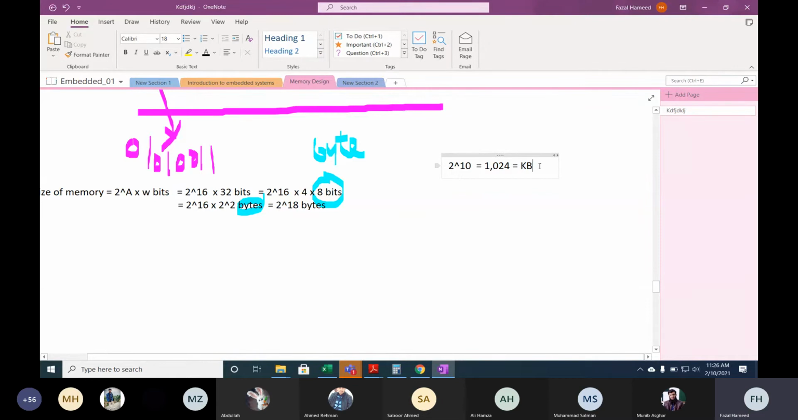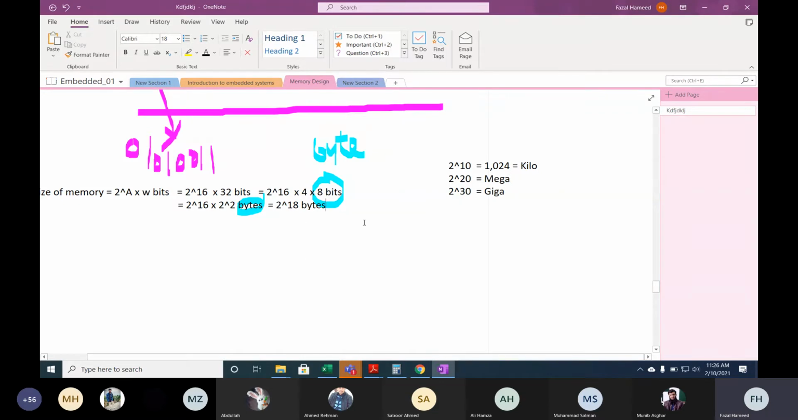What about 2 to the power 20? Kilo. It is equal to kilo, not byte, only kilo. What about 2 to the power 20? Mega. Megabyte. What about 2 to the power 30? Giga. 2 to the power 30 is equal to giga, and actually 2 to the power 20 is mega.